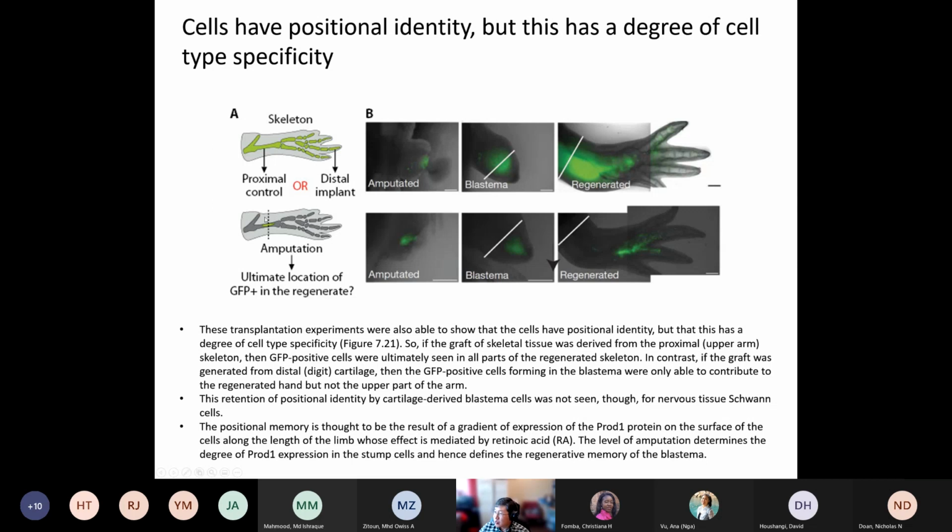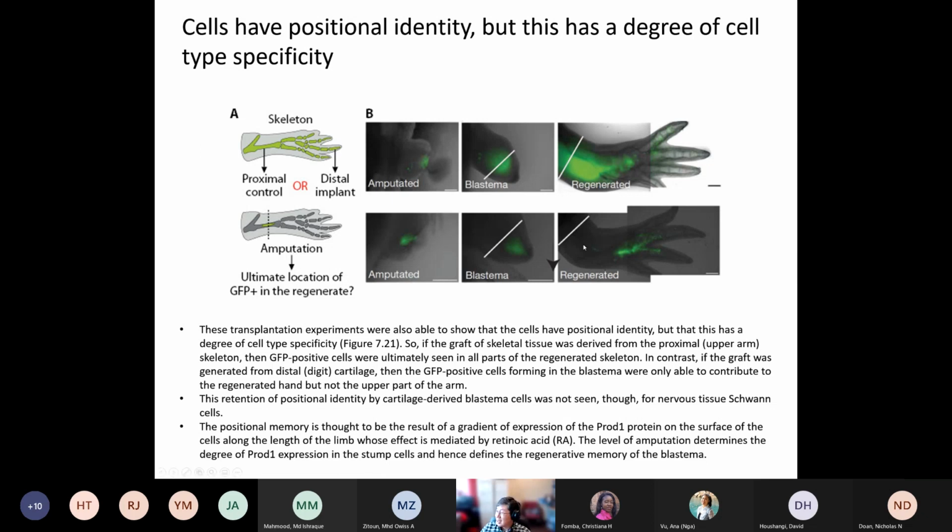That means the remaining part carries the positional information. Therefore, if the transplant is from the distal part, during regeneration, you can only regenerate the distal part out of the distal implant.